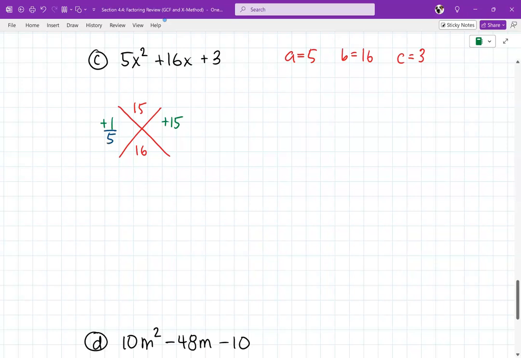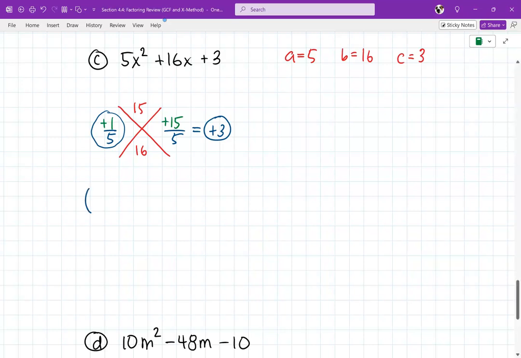Now on the left side, can 1 be divided by 5? No, right? So this is done. I can't do anything with that. On the right side, can 15 be divided by 5? How much is it? 3. So I'm going to put plus 3, and then I'm going to circle it. Those are my two factors.